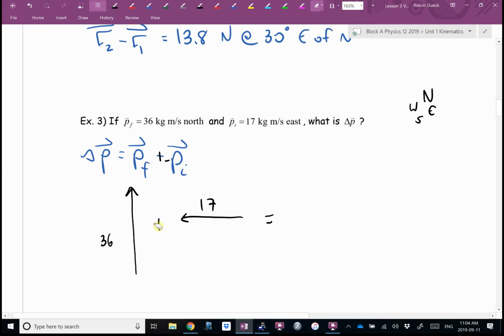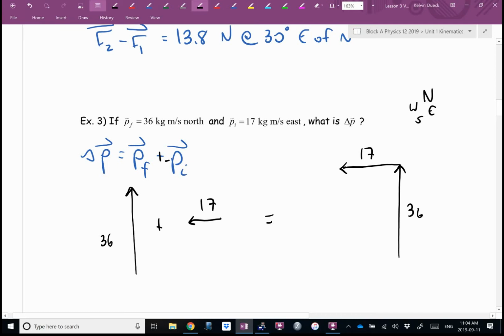First of all, this scale is terrible. This should be about half as long as that. So I'm going to just fix it. You don't have to, but it should be about like that. I'm going to go up, and then I'm going to go to the left. If I'm going to draw that, my up needs to move over. I'm going to do the 36 over here somewhere, and then go 17.